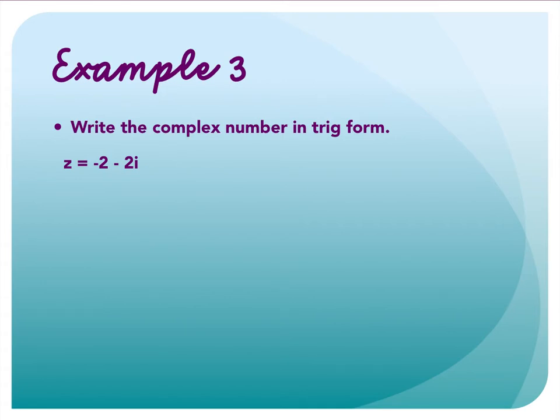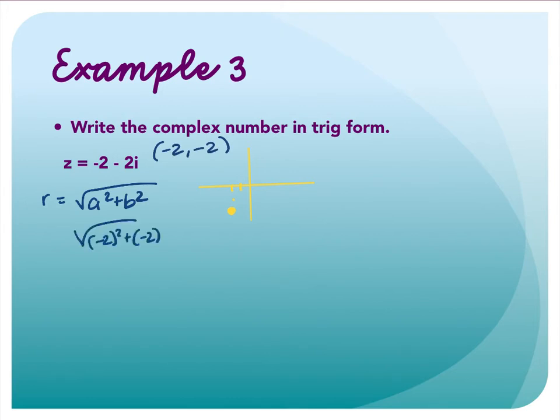All right, so the first thing I would probably do is actually plot it so that you have an idea of what you're working with the entire time. So -2 means I'm going back 2 and down 2. Okay, so I know that coordinate point's in the third quadrant. First of all, that helps me with my tangent angle. Then I would find the radius. So r equals the square root of a squared plus b squared. This would be -2, -2. So it would be the square root of -2 squared plus -2 squared. Square root of 4 plus 4, square root of 8, which is 2 root 2. So there's the first part.